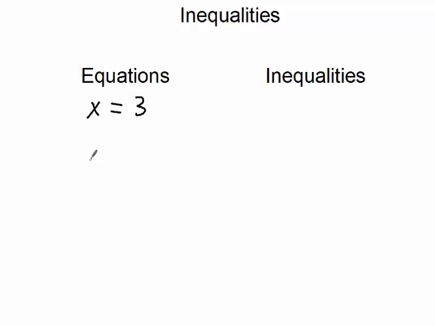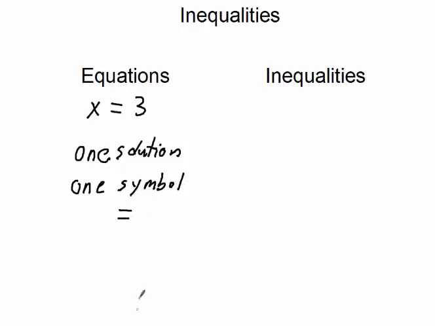So if I were to ask you what our solution for this equation is, you would tell me that x equals 3. That's the only solution there is. So when it comes to equations, there is one solution. The other thing is that there's only one symbol, which is our equal sign. Everyone knows that.